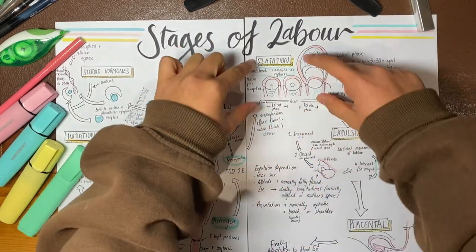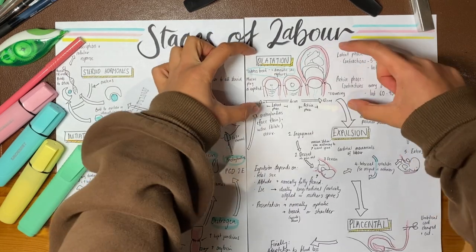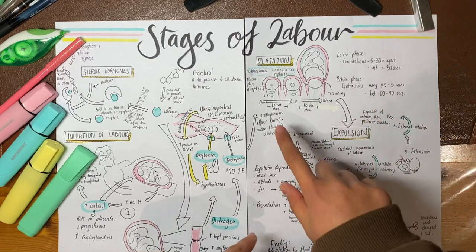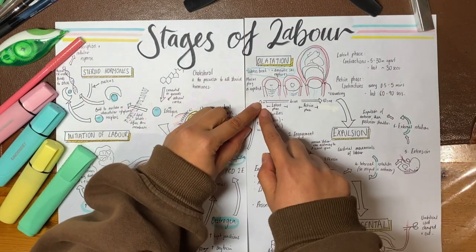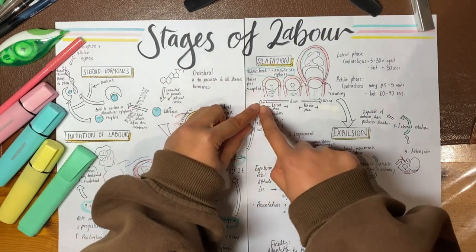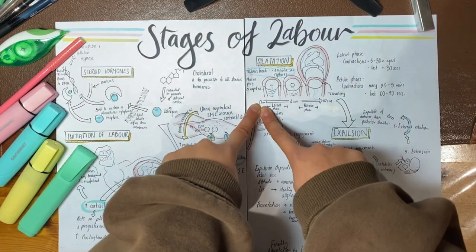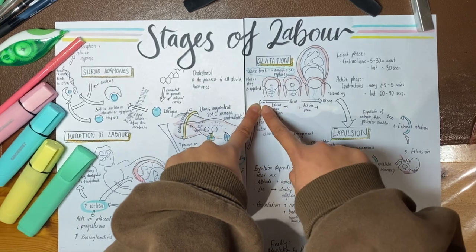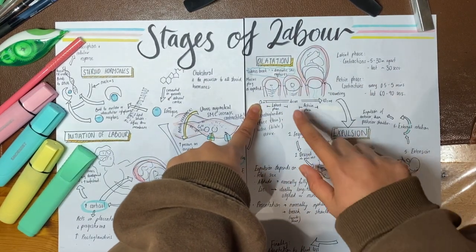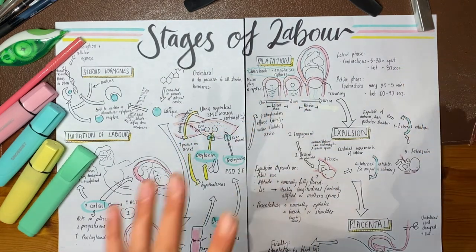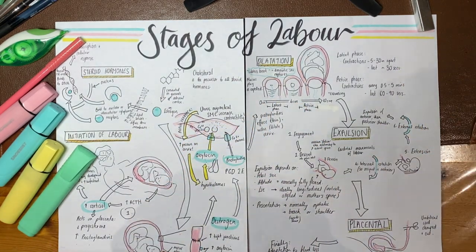Now, dilatation as the first stage of labor can be divided into 2 phases, the latent phase and the active phase. The latent phase begins when contractions first start and is defined as the period when the cervix is dilated between 0 to 3 or 4 centimeters. During this phase, the contractions are about 5 to 30 minutes apart, and they last around 30 seconds. So they're short and they're far apart.